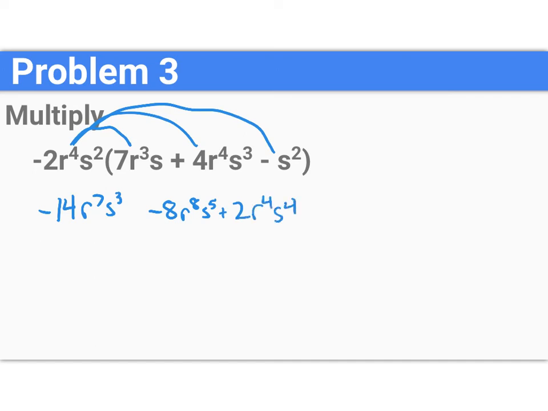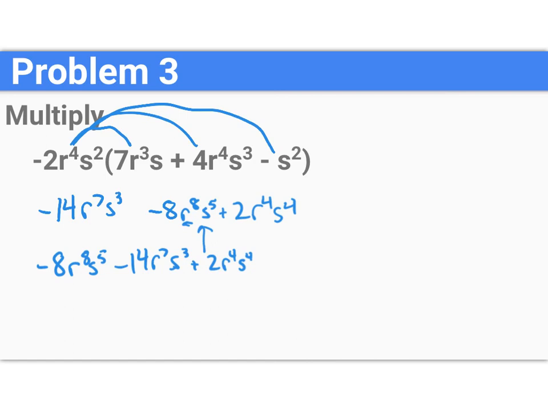Now, is this in standard form? We have r to the 8th. So this term should go first. So negative 8r^8 s^5 minus 14r^7 s cubed plus 2r to the 4th s to the 4th. And you can see, because our r's come first alphabetically, the highest degree of r's go furthest left, and then you work your way down.